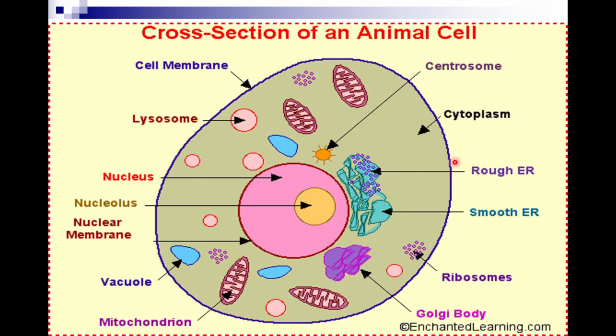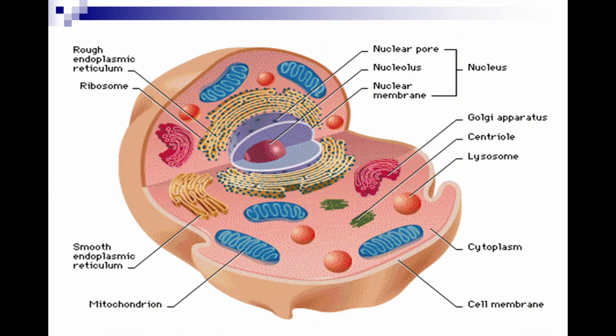Now, cross section of the animal cell. See, the centrosome is present. This is the nucleus, the pink color structure. Inside the nucleus, this nucleolus is present. The outermost membrane of the nucleus is called the nuclear membrane. These blue color vacuoles are present. These are mitochondria. These are Golgi bodies. These are ribosomes, smooth ER, rough ER, cell cytoplasm, centrosome, and the outermost covering, that is the cell membrane or plasma membrane.